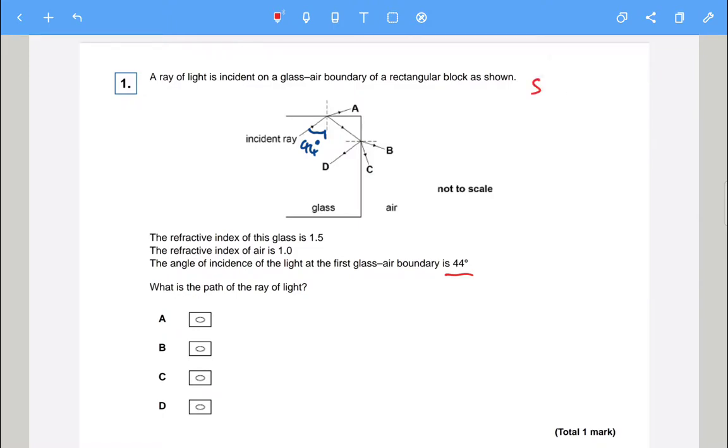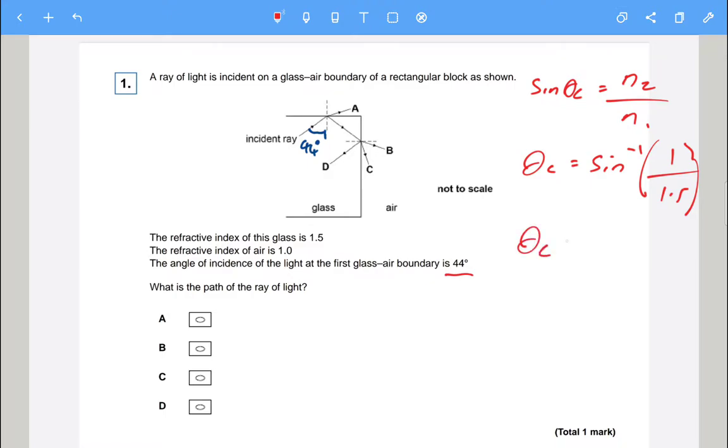So the equation: sine theta c is equal to n2 over n1. So the critical angle is inverse sine of n2 over n1. n2 in this instance is the air, so that's 1 divided by the first refractive index, 1.5. That calculated is 41.8 degrees. So the 44 degrees is greater than the critical angle, so it will experience total internal reflection.